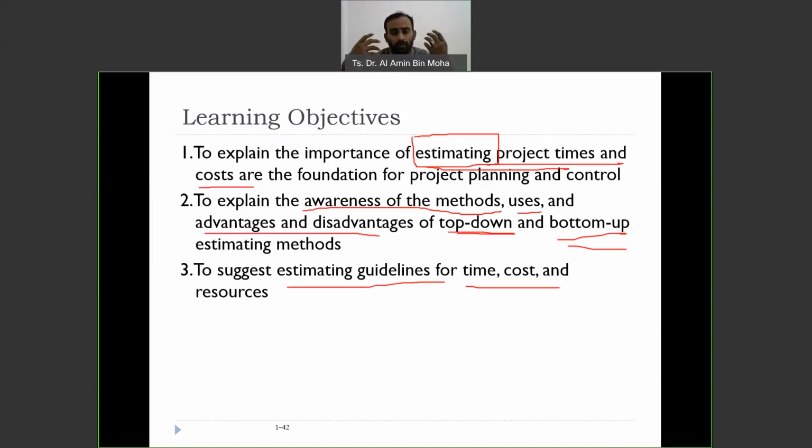Because you are going to be involved in projects, you need to estimate. Okay, let's say you want to go and bid for a project: how much will your bid cost? If you get the project, how many people do you need, and how long will you take to complete the project? So you need to estimate the times, those details.